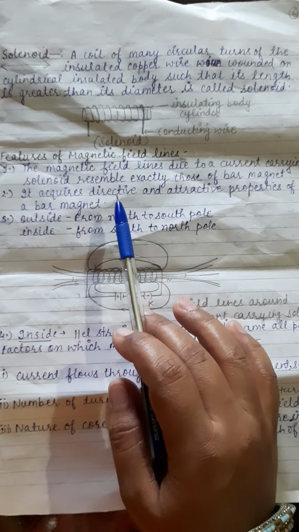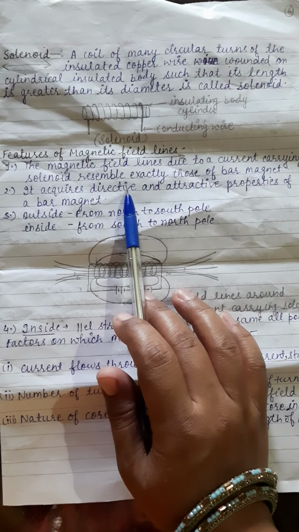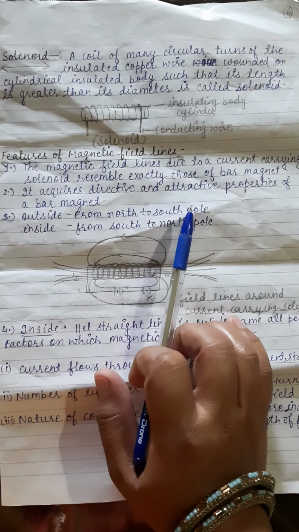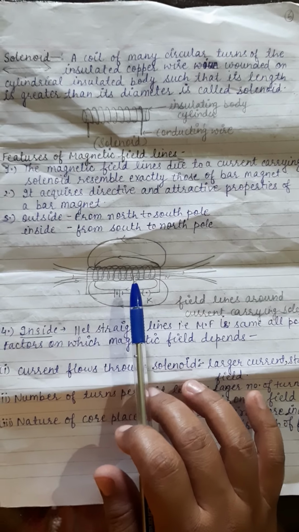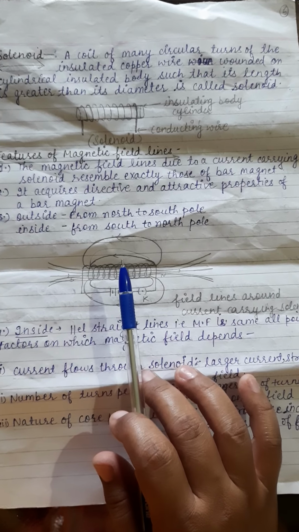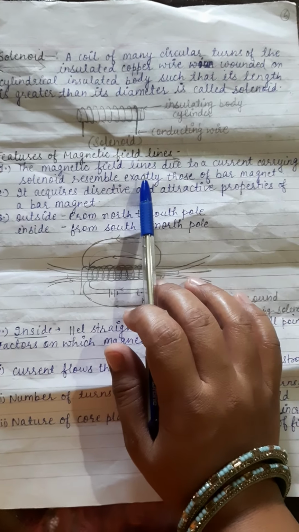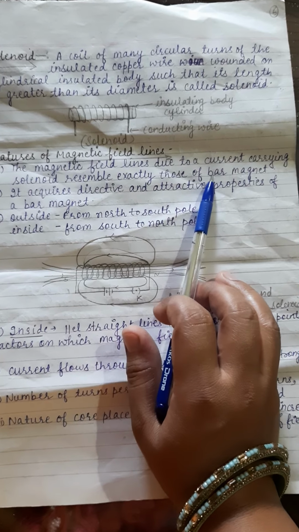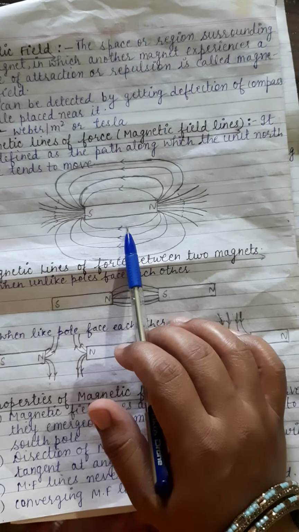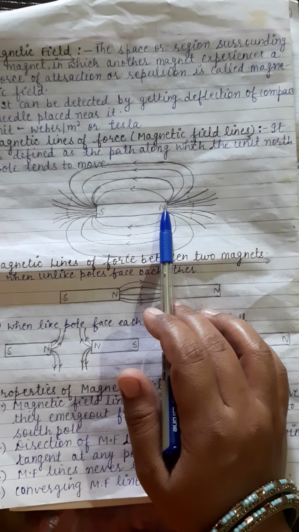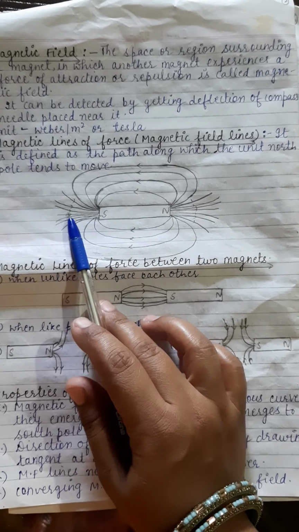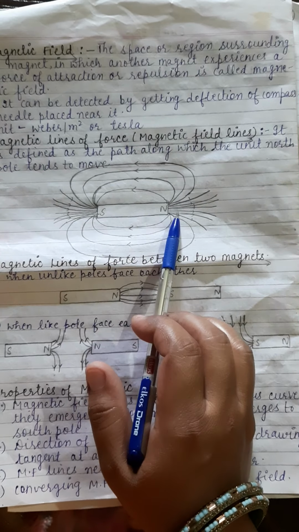Now what are the features or properties of the magnetic field lines? That means how the magnetic field lines will be formed in case of a solenoid. Actually it is similar, you can see here from the diagram, the magnetic field lines in a solenoid are quite similar to that of a bar magnet. So the magnetic field lines due to a current carrying solenoid will be exactly the same as that of a bar magnet. You can compare yourself. These are the magnetic field lines due to the bar magnet. Magnetic field lines are emerging out from the north pole and merging to the south pole outside, and inside the magnetic field lines are going from south pole to the north pole.